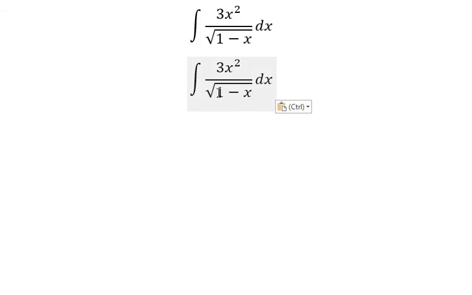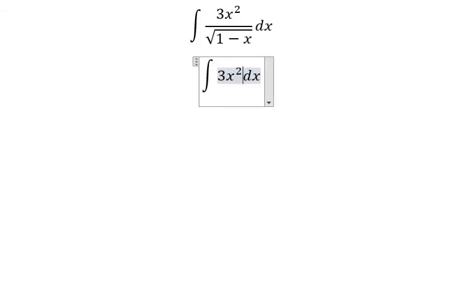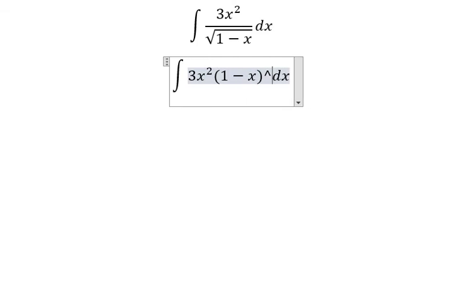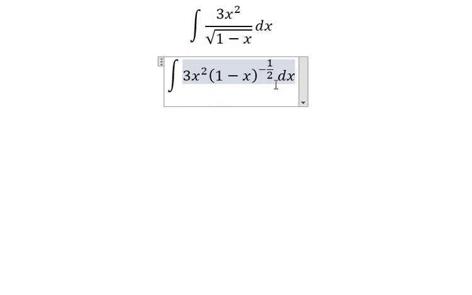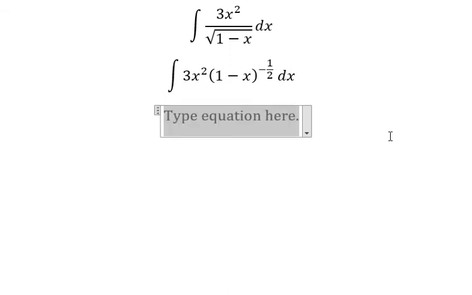About the square root of 1 minus s, we can write it this way. That's 1 minus s to the power of negative 1 over 2. Because the square root is a power of 1 over 2, but this is in the denominator. So if we want to put it into the numerator, we need to have the negative sign here. Next, we need to use integration by parts.